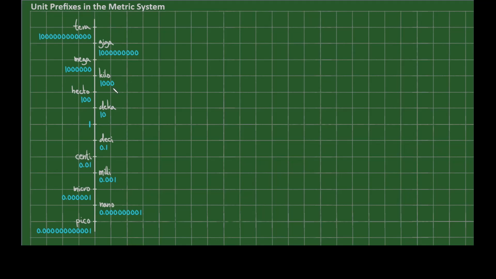By the same token, when I say a centimeter, I'm talking about 1/100th of a meter. The prefix centi stands for 1/100th. Each of these numerical values can also be expressed using scientific notation. So centi stands for 100th or 0.01, or in scientific notation, 1 multiplied by 10 to the power of -2.